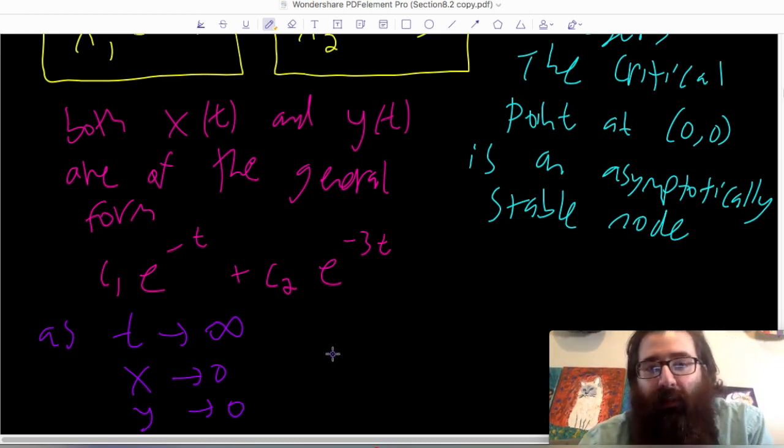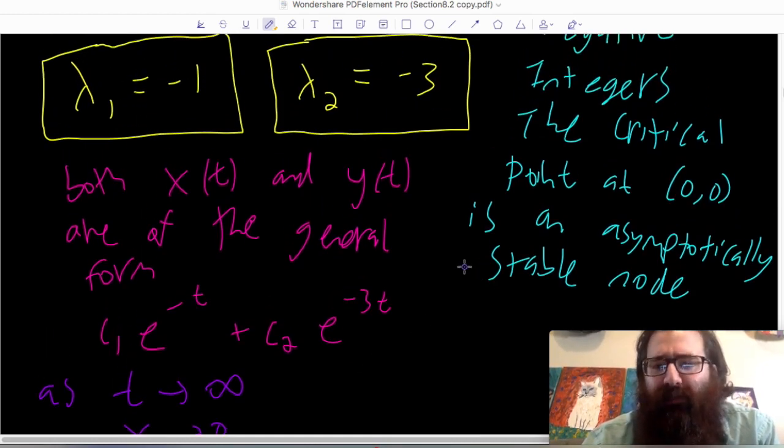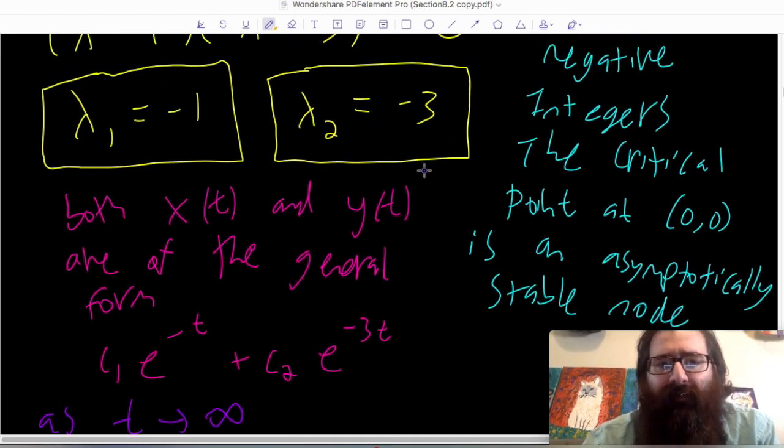But what's really great about this is, if we're thinking about how the solution looks, building off of what we did previously in the course, we get this information now very quickly. Looking at these eigenvalues, I can say right away they're both negative and distinct, so I know how this is going to look. They're both negative, so right away I can tell this is going to give me an asymptotically stable node.